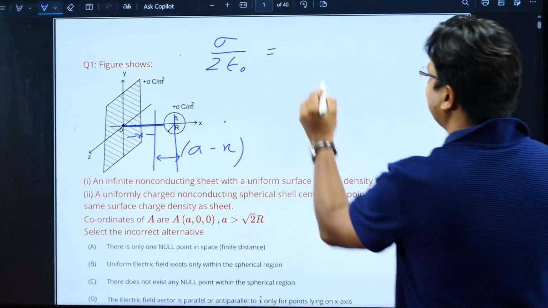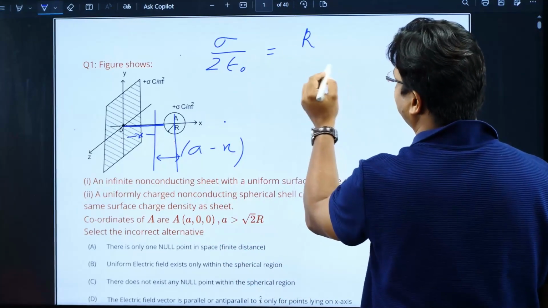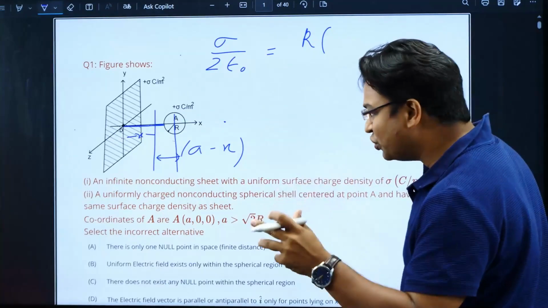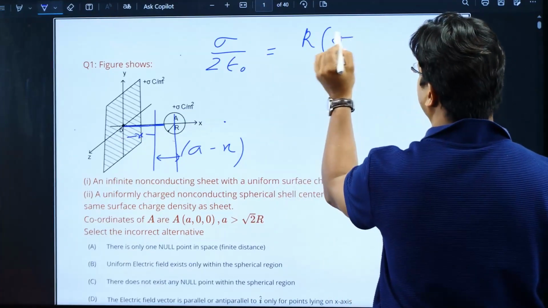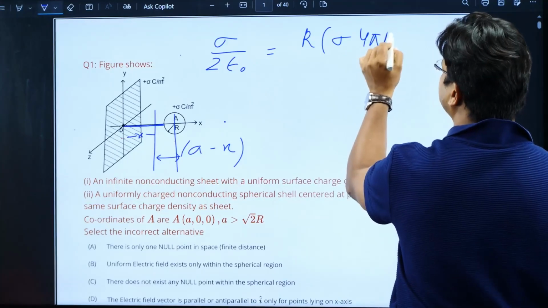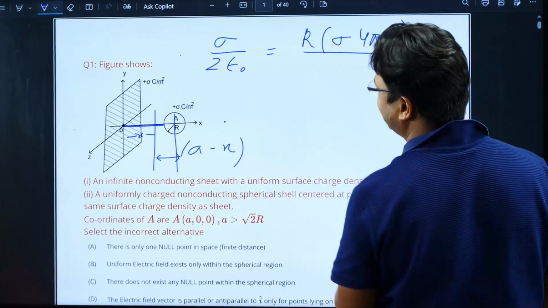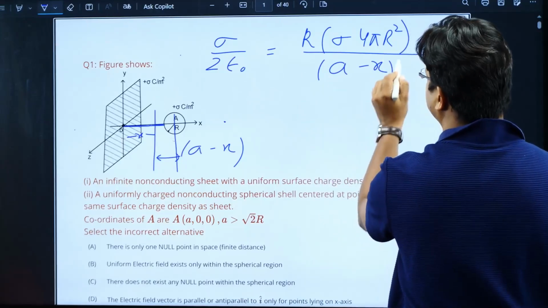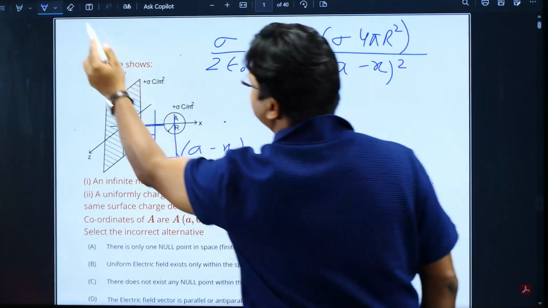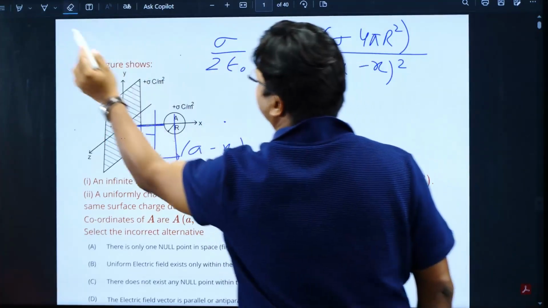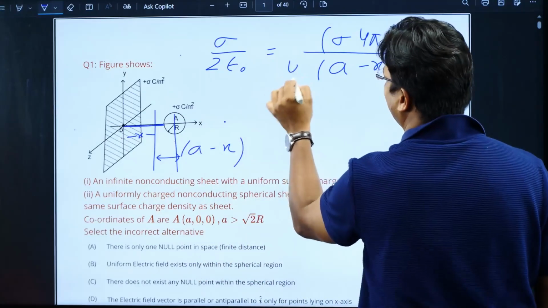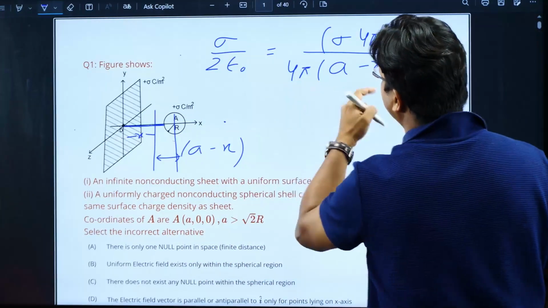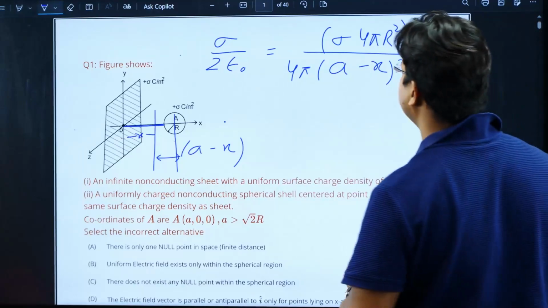So what will I write? I will write k, that is 1 by 4 pi epsilon naught, and the total charge of the sphere, that would be sigma 4 pi r square. So kq divided by distance square, where the distance is a minus x, squared. Let me get rid of this k, and instead write 4 pi epsilon naught here. I'll try to find the value of x and check what I get.